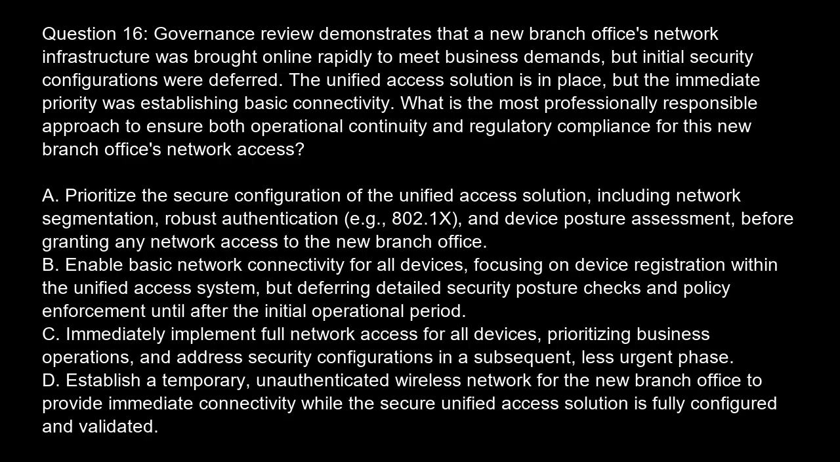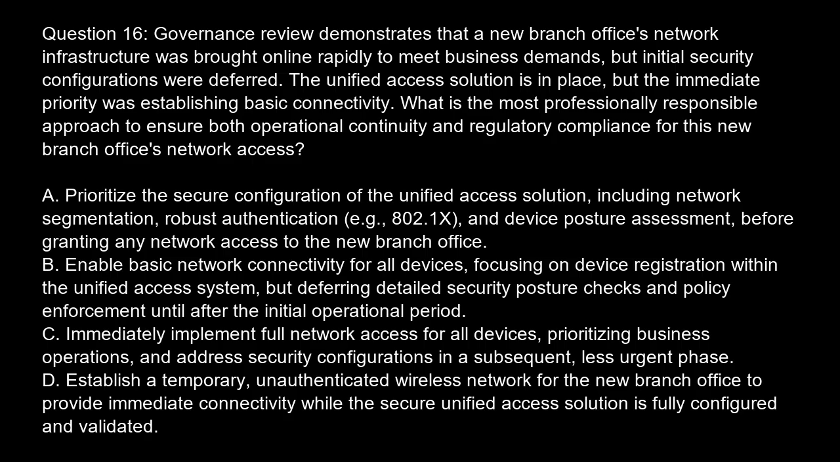network access? Option A. Prioritize the secure configuration of the unified access solution, including network segmentation, robust authentication e.g. 802.1x, and device posture assessment before granting any network access to the new branch office. Option B. Enable basic network connectivity for all devices, focusing on device registration within the unified access system, but deferring detailed security posture checks and policy enforcement until after the initial operational period.